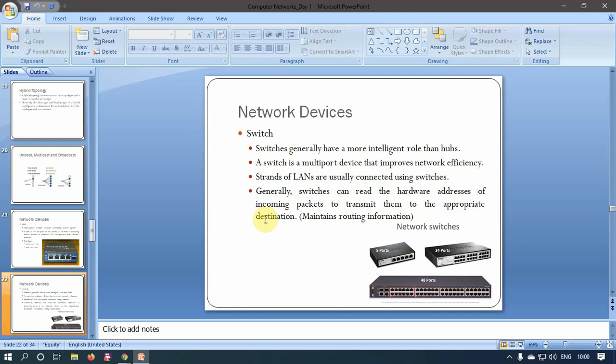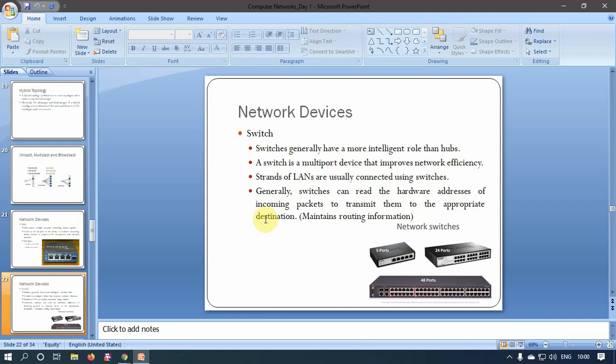A switch will connect two networks of the same type. Okay, so a switch connects two networks of the same type, and since I said that it's an intelligent device, what it does is it will maintain a switching table. Now what does the switching table have? It will have the MAC address or the physical address of every computer that is inside the cluster.